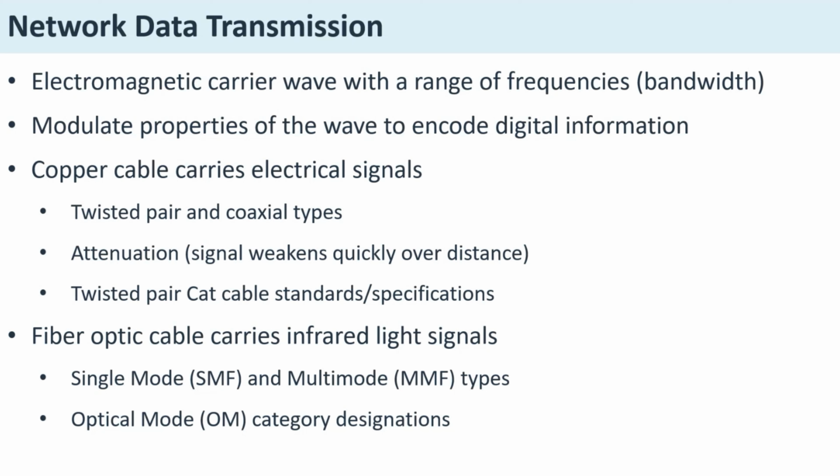All network signaling uses electromagnetic radiation of one type or another. Electromagnetic radiation means transmitting signals as electric current, infrared light, or radio waves. The electromagnetic radiation forms a carrier wave with a given bandwidth of range of frequencies. A signal is transmitted over the wave by modulation and encoding schemes. One example of encoding is transitioning between low and high voltage states in an electrical circuit, making use of a characteristic we call wave amplitude.